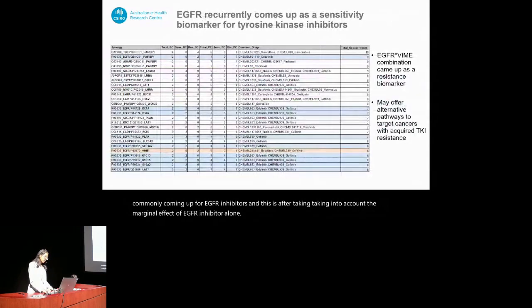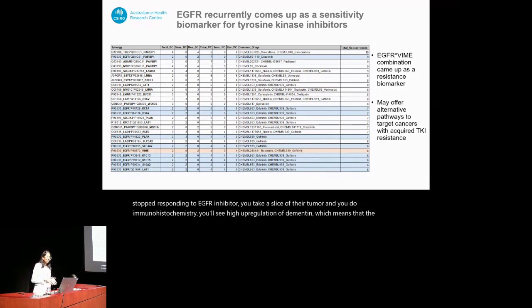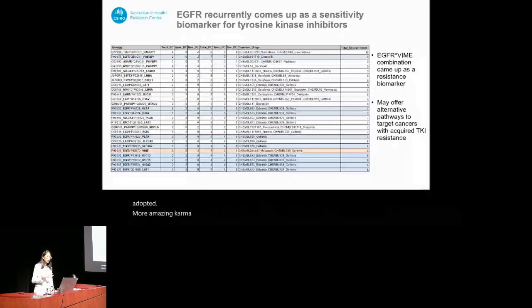What we also found encouraging to see was that Vimentin, or VIME in red at the bottom there, came up as a really, really strong resistance biomarker for, I think that's bosutinib and gefitinib, which are tyrosine kinase inhibitors. And it's commonly known in the clinic that if a patient stopped responding to EGFR inhibitor, you take a slice of their tumor and you do immunohistochemistry, you'll see high upregulation of Vimentin, which means that the cell has adopted a more mesenchymal phenotype. And this suggests that it was pretty much resistant to the EGFR inhibitor.